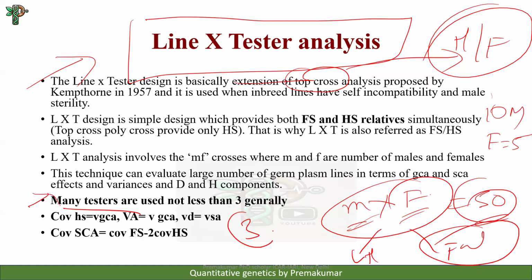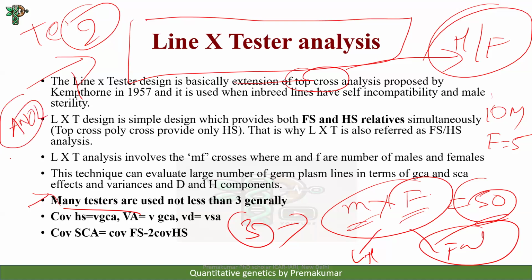At least three testers we have to use. This year the question was asked: how many minimum testers do we have to use in the line × tester design? At least two we have to use. If you use one tester, what will happen? For example, you have to analyze this data with ANOVA only. If you're using only one tester, the degrees of freedom will become zero. Then how do you estimate? That's why a minimum of two testers is required for the analysis of the line × tester design.